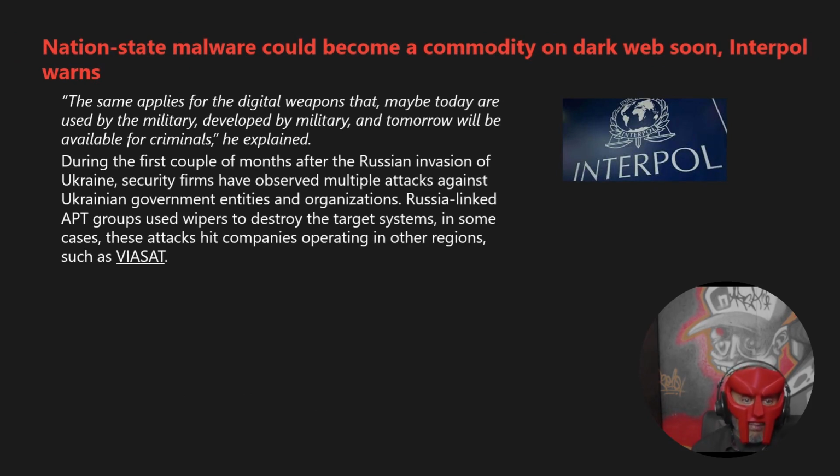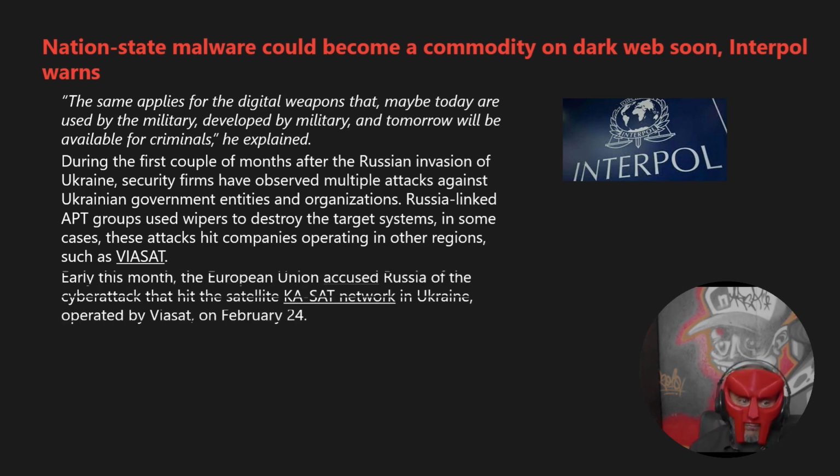During the first couple of months after the Russian invasion of Ukraine, security firms have observed multiple attacks against Ukrainian government entities and organizations. Russia-linked APT groups used wipers to destroy the target systems. In some cases, these attacks hit companies operating in other regions, such as Viasat.